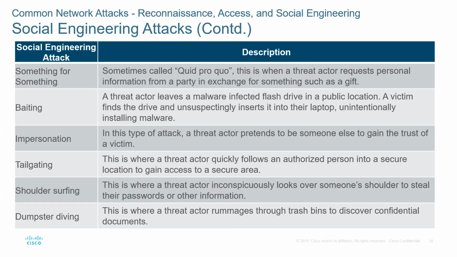You have impersonation, in which the threat actor pretends to be somebody else to gain trust. Tailgating, which is just following somebody into a secured location. This can be as simple as somebody opening access to a 24-hour gym and you just follow in right behind them without having to hit your card. That's known as tailgating. You have shoulder surfing. This is pretty common. They're just looking over your shoulder to gather passwords or information. And then dumpster diving, where they're going to rummage through trash bins to discover financial documents and other confidential information.